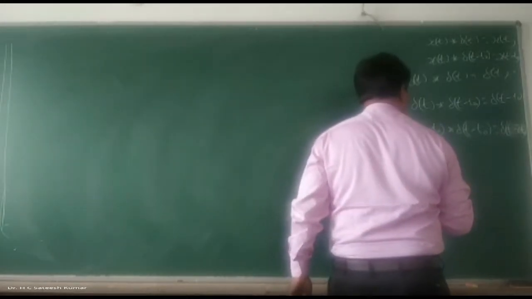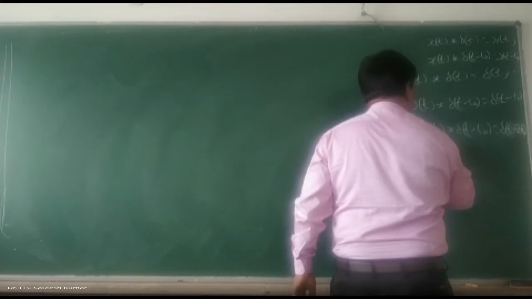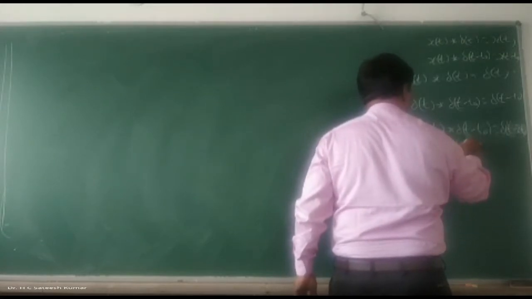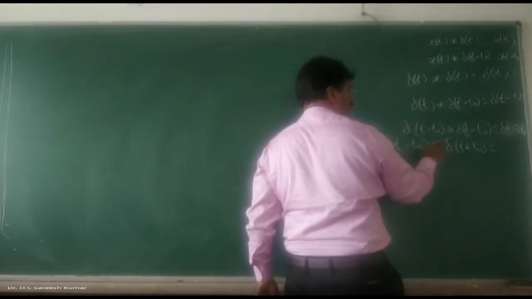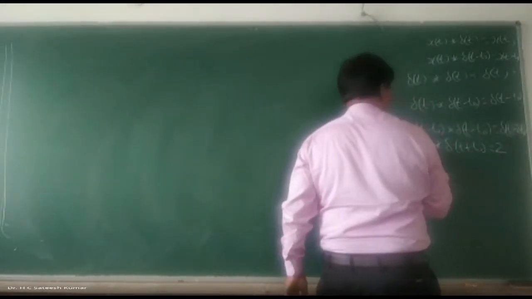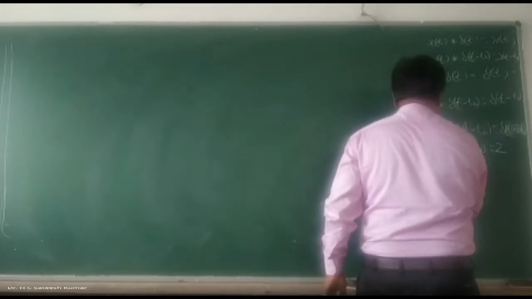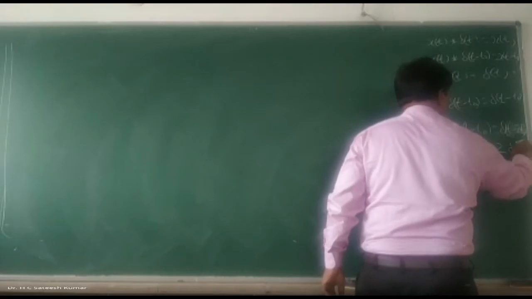Next, 2 delta of t minus t naught convolved with delta of t plus t naught is equal to, whenever the scaling factor is 2 into 1, which is 2, 2 delta of t minus t naught plus t naught. The t naught gets cancelled, so you will get 2 delta of t.